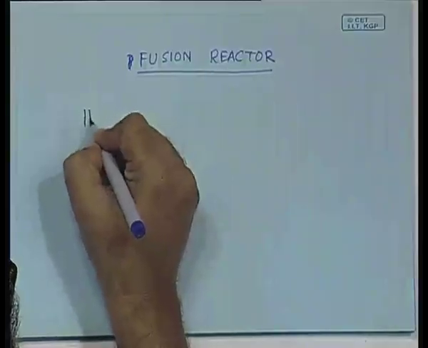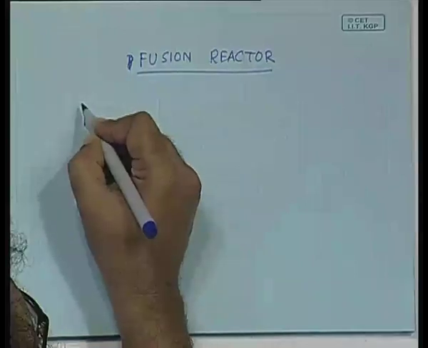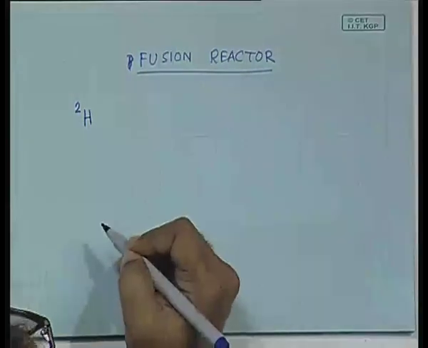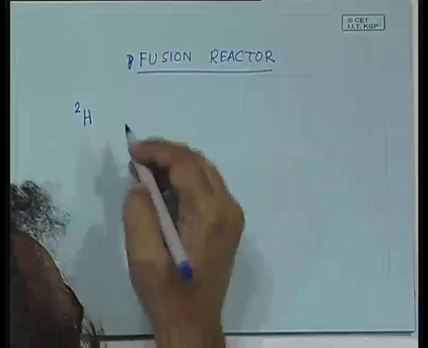What we are really looking at is a reaction where 2 isotopes of hydrogen, deuterium and what is the third one? Tritium. So that they merge together, they fuse to produce helium. So what is the symbol of deuterium? It is this.